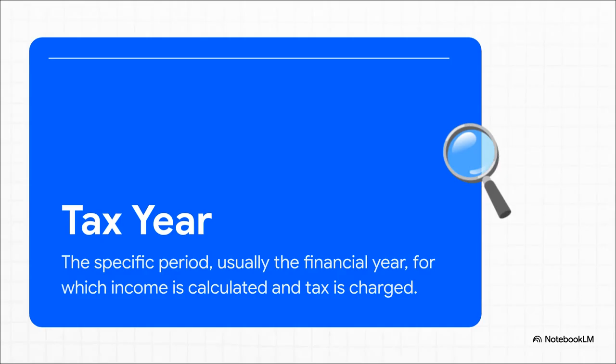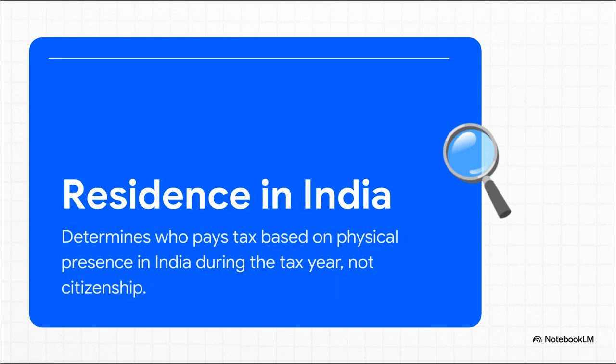First things first, we need a time frame. The journey of our rupee is measured inside what the code calls a tax year. Clause 3 of the law lays this out. It's the official window, usually the financial year, where all your income gets added up and all the rules get applied. Think of it as the starting line for this whole race.